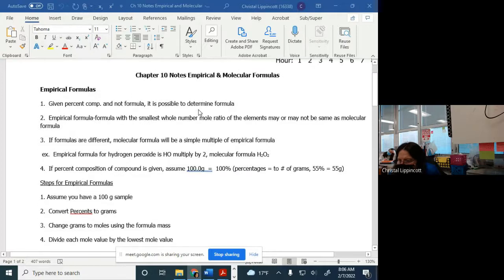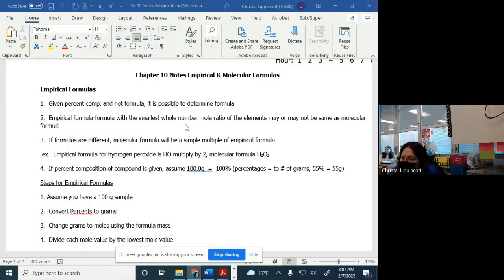Talking about empirical and molecular formulas. So when given a percent composition and not a formula, so you're just told it consists of 11% oxygen and this much percent hydrogen, you can actually figure out the empirical formula from that data. And I'm going to show you how to do that today.